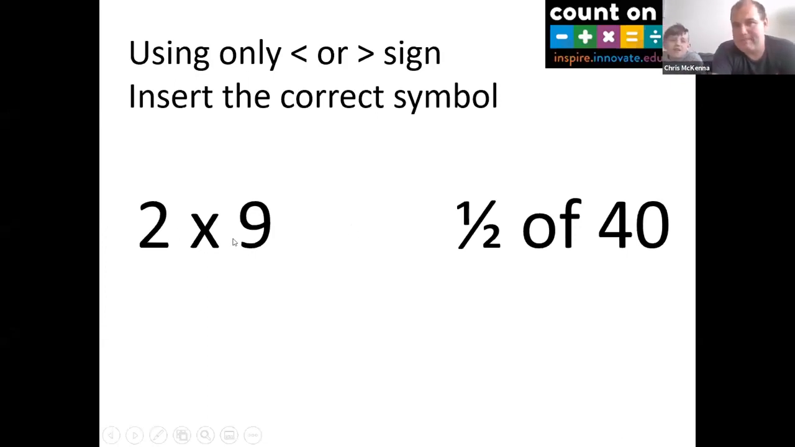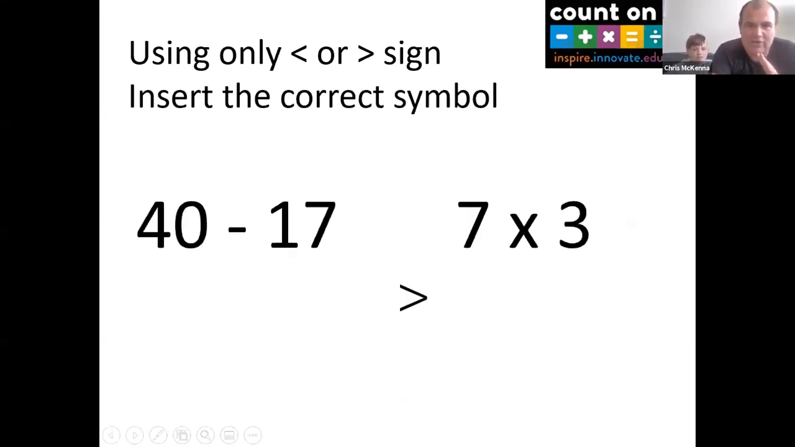What's 2 times 9? 18. What's half of 40? 20. So do you think 18 is greater than 20? Oh, that goes the other way. Yeah. Okay, and less than. Good, it's the less than sign. So 2 times 9 is 18. Half of 40 is 20. So 18 is less than 20.